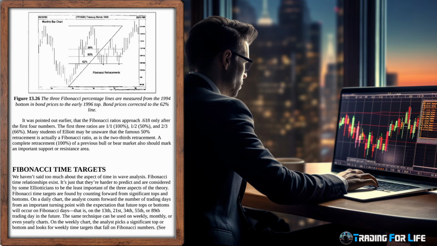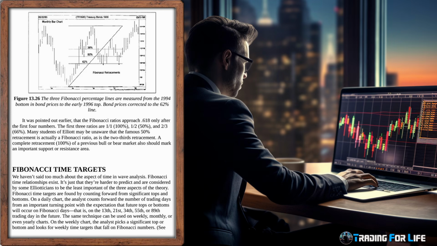It was pointed out earlier that the Fibonacci ratios approach 0.618 only after the first four numbers. The first three ratios are 1/1, 100%, 1/2, 50%, and 2/3, 66%. Many students of Elliott may be unaware that the famous 50% retracement is actually a Fibonacci ratio, as is the 2/3 retracement. A complete retracement, 100% of a previous bull or bear market, also should mark an important support or resistance area. Fibonacci time targets.